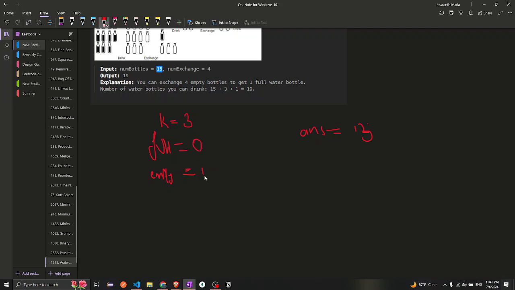Now when I try to exchange these empty water bottles in order to get a full water bottle, I don't have enough empty water bottles, right? So we'll stop here basically. When we stop here, the variable which is storing the answer is this ans variable. So this will contain the answer.